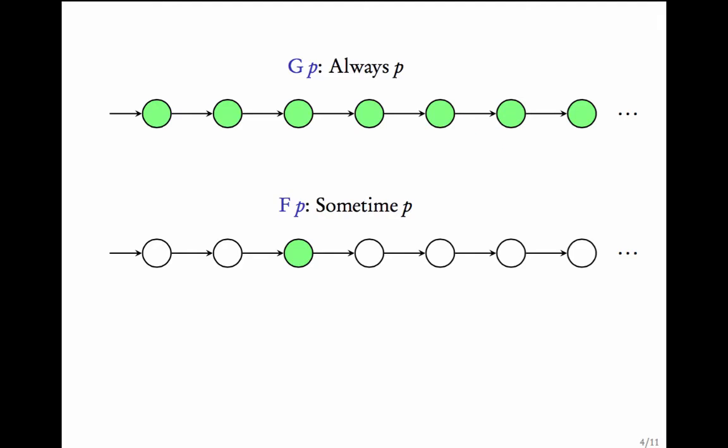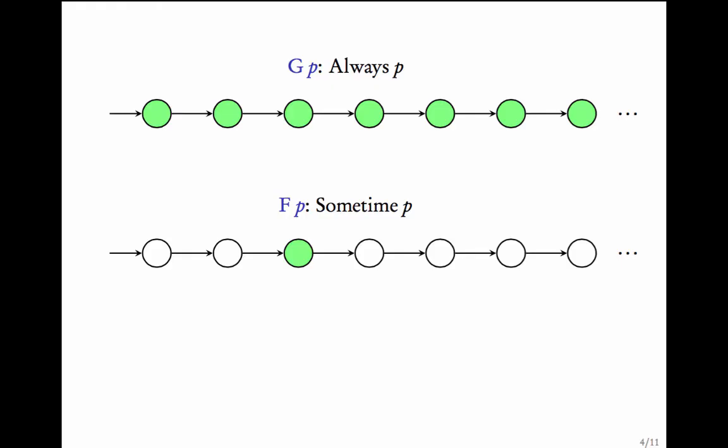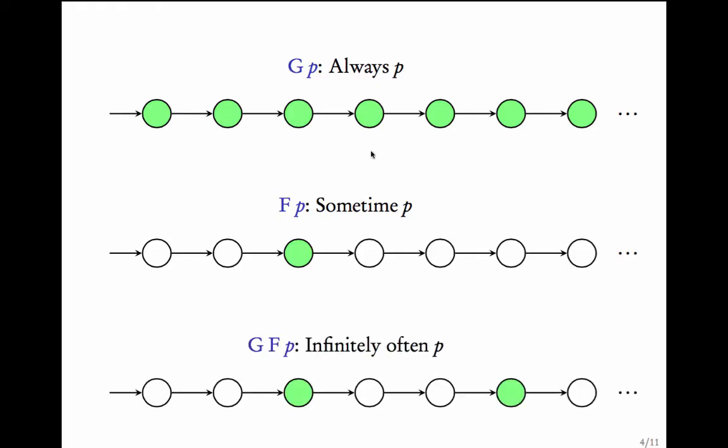Let us see how we specify liveness properties first. When we say GP, that means P should be always true. This is always P. When we say FP, sometime during the execution, P is true. How do we say infinitely often something is true? Not necessarily everywhere, but not just once, but infinitely often like this. To specify a property like that, you can combine GF to say GFP.